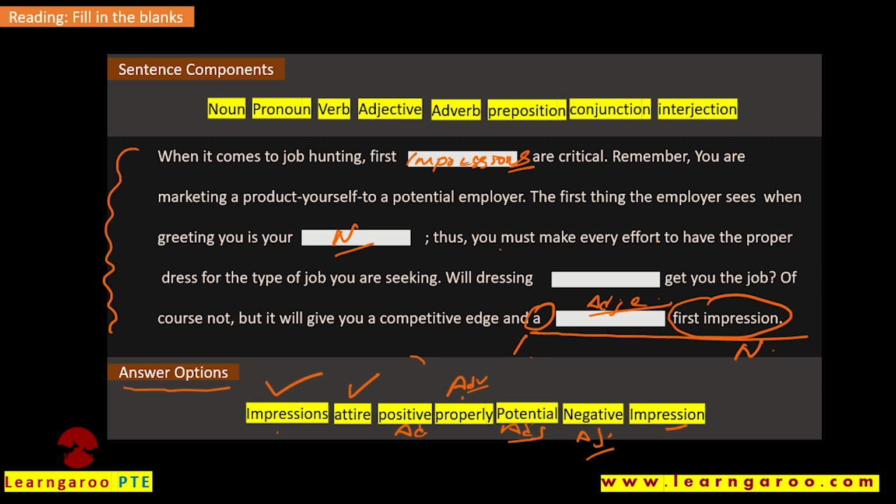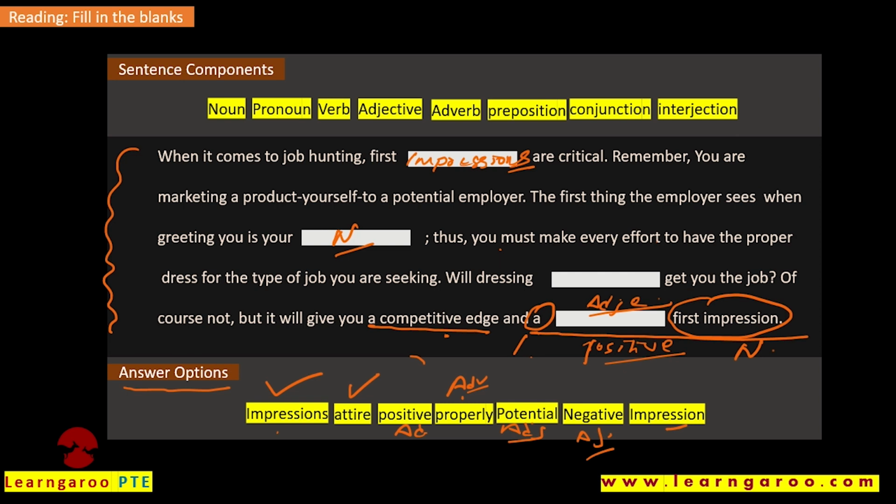To identify the correct answer here, you have to look at this part. What sort of information is the first part giving? A competitive edge. This is giving a positive vibe, right? If you have a competitive edge, or a benefit over other people, that's a plus point, that's the positive part. So we can easily select this as the positive one.